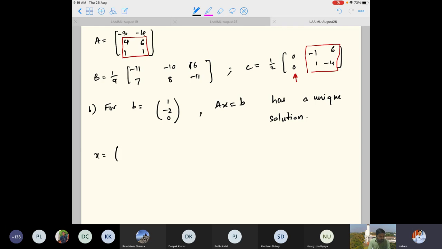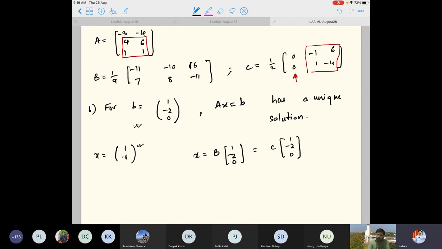So the unique solution is 1 minus 1. That means that this vector B, 1 minus 2, 0, is a linear combination of the columns of A with coefficients X. And you can check the uniqueness because the columns form a basis of the column space, and B is in that column space, so there is a unique linear combination. And in fact, how do you compute this X? You can compute this X by multiplying B into 1 minus 2, 0, and you see that this turns out to be the same thing. You multiply C and 1 minus 2, 0, you will still get the same solution.